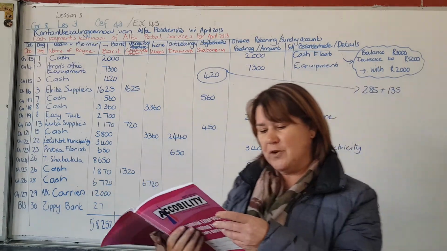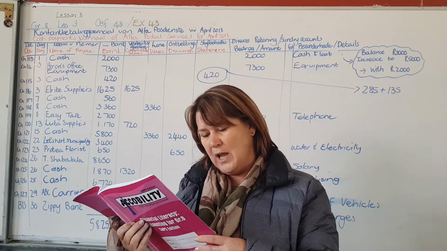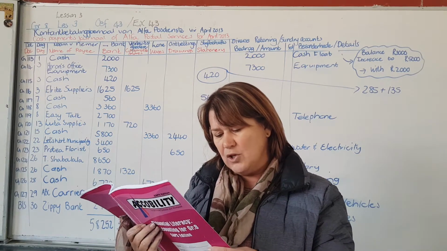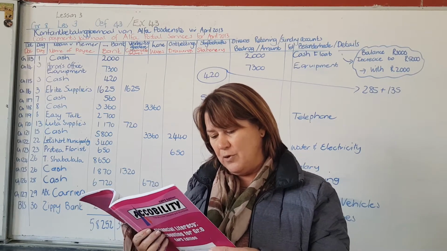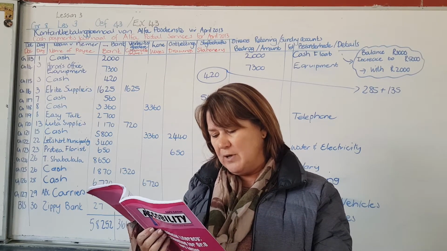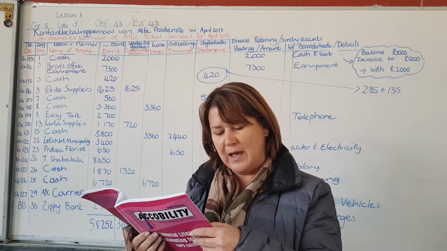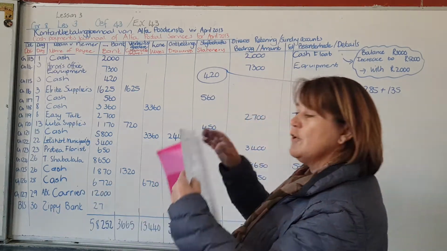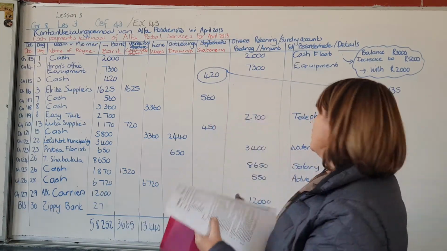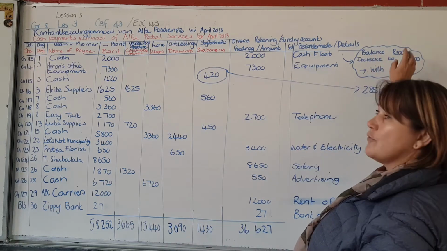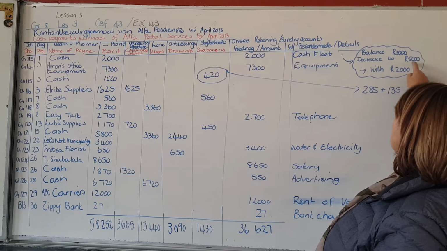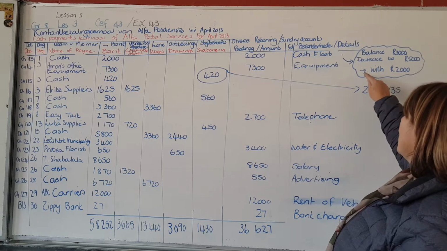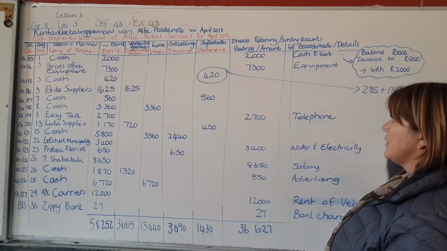So the very first transaction says on the first, change was needed for the cash register. A check number 113 was cashed to increase cash float balance to 5,000. So if you go to information, you'll see that your balance was 3,000. But they said it must be increased to 5,000. So you're going to increase it with 2,000.